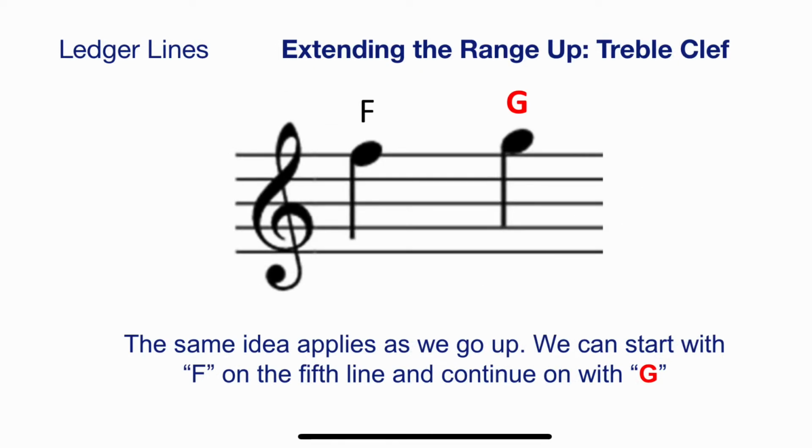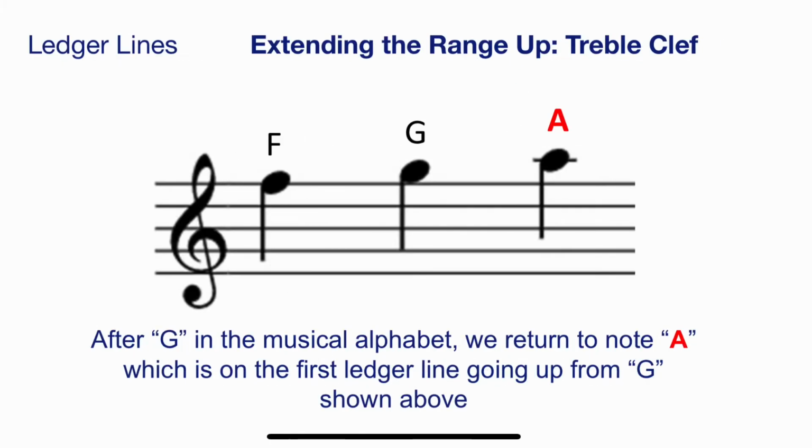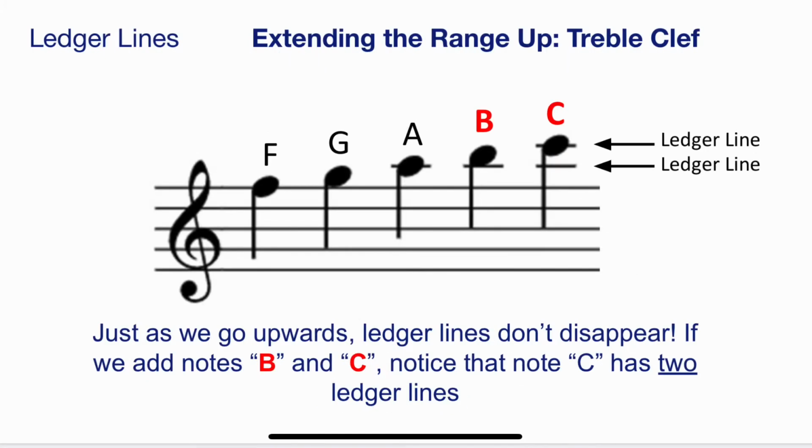Now that we're going upwards, we get to think about the notes that come after. In this example, we're starting with F, which is on the 5th line in the staff. The musical note that comes after F is G. After note name G in the musical alphabet, we return to note A, which is on the first ledger line going up from the staff. As we go upwards from the staff, ledger lines don't just disappear. If we add notes B and C, notice that note C has 2 ledger lines.